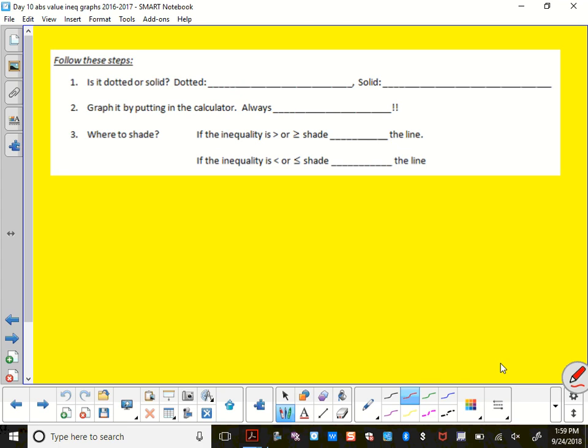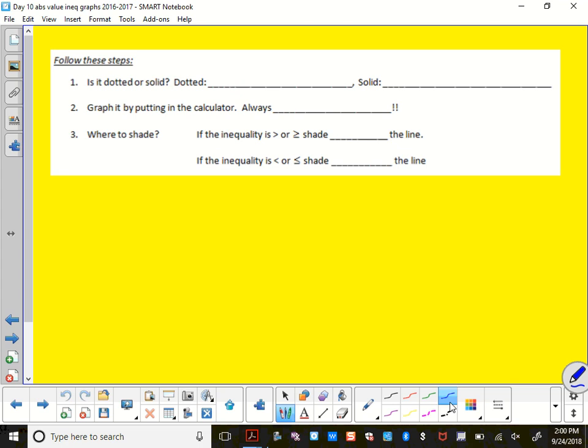All right, guys. So what we're doing today, as I already told you, is an extension of what we've already done. Pay attention to detail. You will be just fine. It starts off by saying, follow these steps. We are doing absolute value inequality graphs. Last class we did absolute value equations. These are the inequalities.